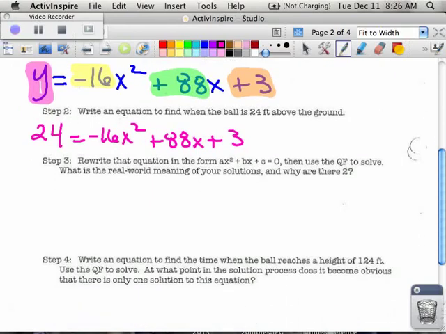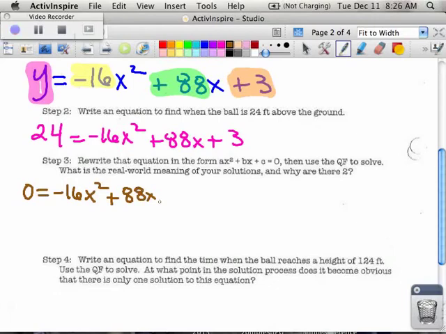Solve that, but we're not really super familiar with solving equations that look like this. What we're much more familiar with is when it's all equal to 0. So what I can do is I can move the 24 to the right-hand side and combine it with the 3, here's what happens. I get 0 equals negative 16x squared plus 88x.